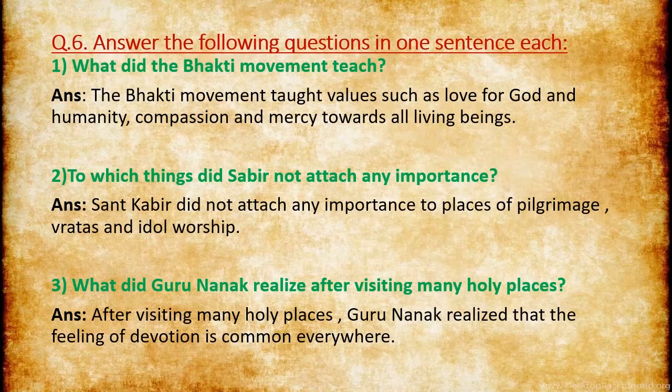Now this answer also you are going to take on page number 11. Towards your right side, students, second paragraph, fourth line. So there also, you will get it in your textbook, this sentence starting with he. But how are you going to start writing the answer? Instead of he, you will write Santa Kabir. And then your answer is till here. Santa Kabir did not attach any importance to places of pilgrimage, brothels, or idol worship. So till here. Only instead of he, you have to write Santa Kabir.